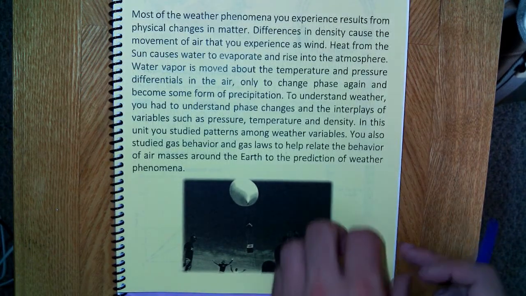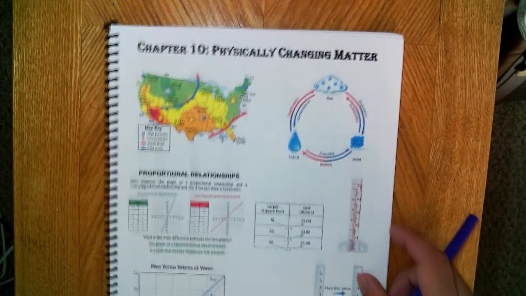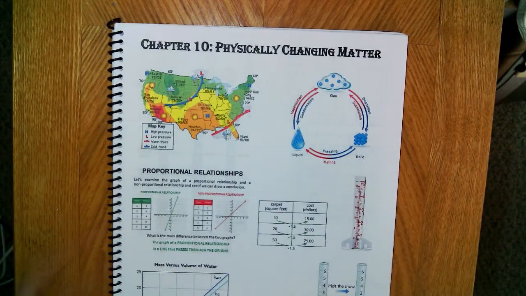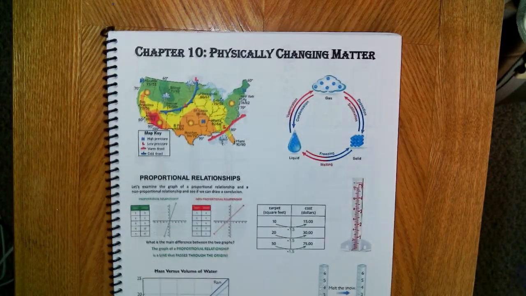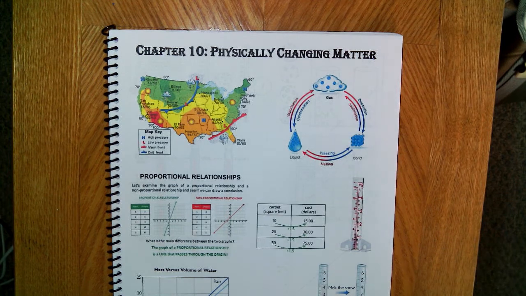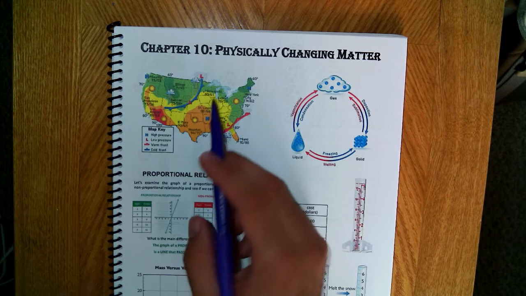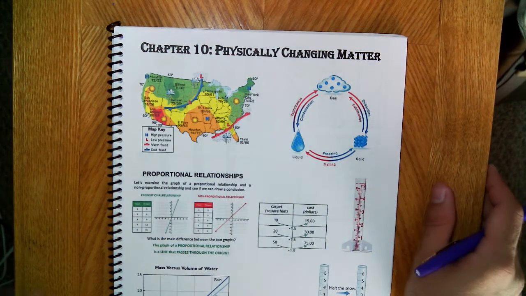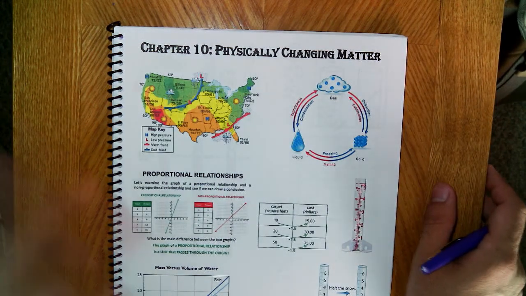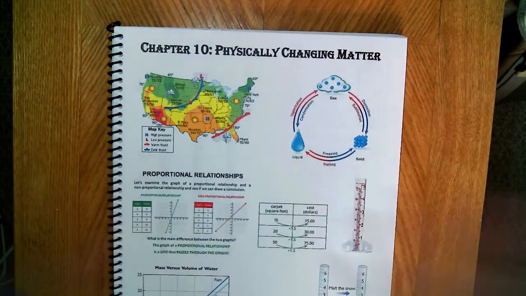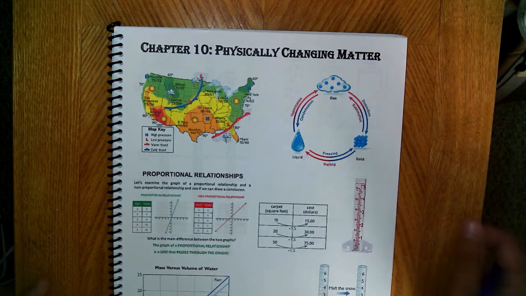prediction of weather phenomena. So Chapter 10 was called Physically Changing Matter. It was where we were introduced to some of the weather terms and what it meant for a change to be considered physical. What it meant for a physical change to occur. The first thing we did was just introduce ourselves. We got familiar with some weather variables, things we would find on a weather map: cold fronts, warm fronts, high pressure, low pressure, precipitation, clouds, temperature, jet stream, and the relationship between those different things.